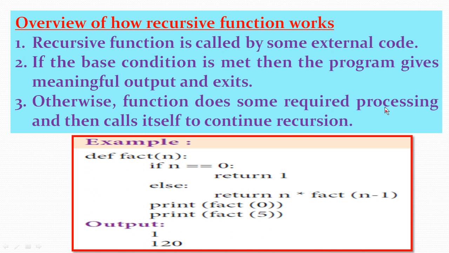Otherwise, the function does some required processing. Suppose it doesn't reach the final value, for example 4. The function does some required processing and then calls itself to continue recursion. Again it calls itself by using fact of n minus 1. It calls itself. This is the overview of how a recursive function works.